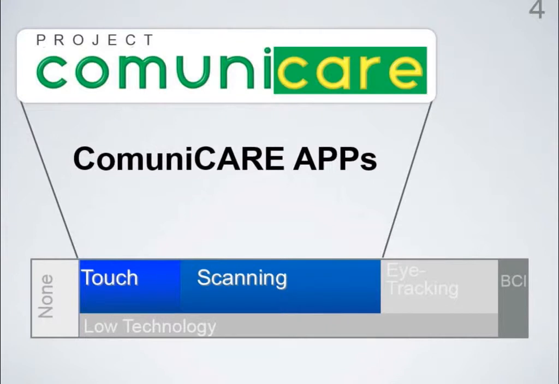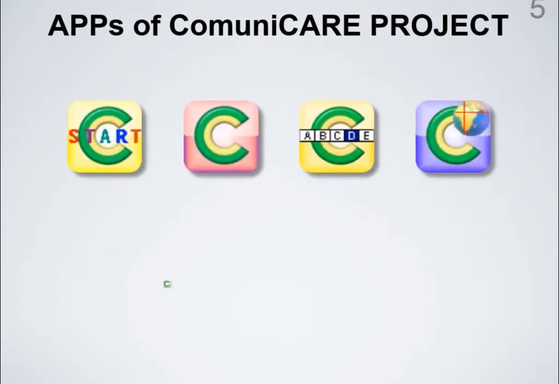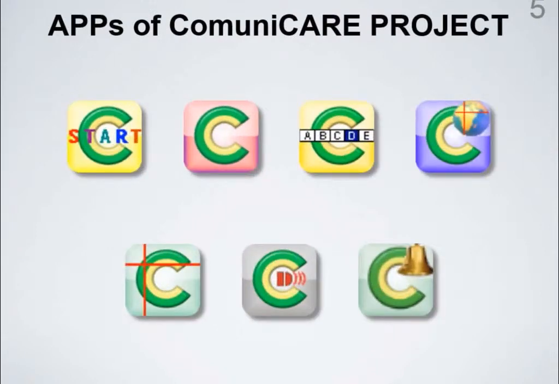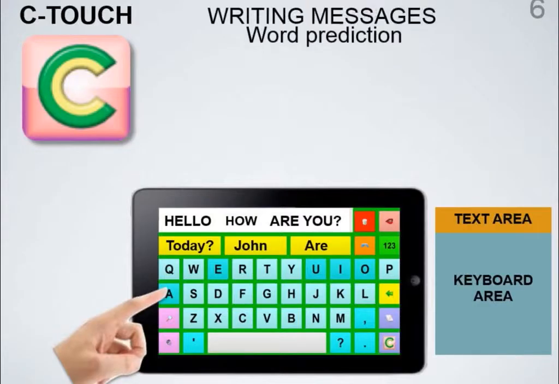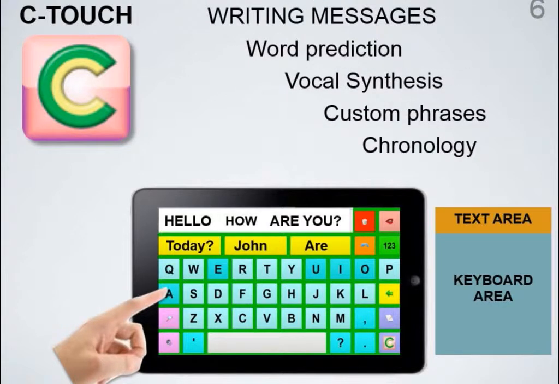The CommuniCARE project has developed a suite of applications to help patients throughout the long course of their illness, practically from the beginning of ALS until the advanced stages, just before all segmental movements of the patient disappear. Our apps are based on touchscreen and scanning access. They are both valid and extremely economical methods. Here you can see the 7 icons of the applications that we have developed. But let's go in order, starting with the first, C-Touch.